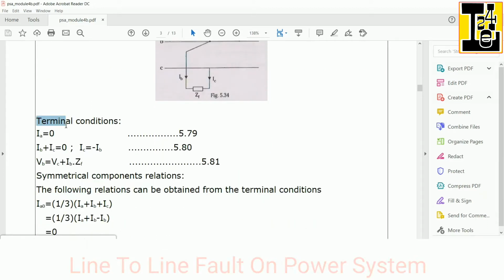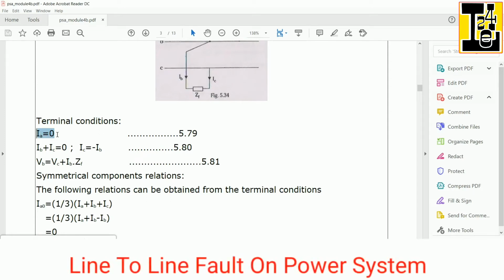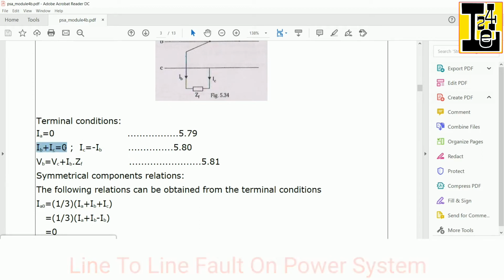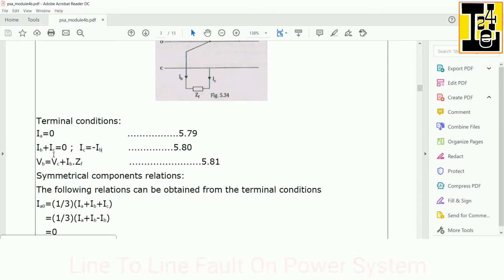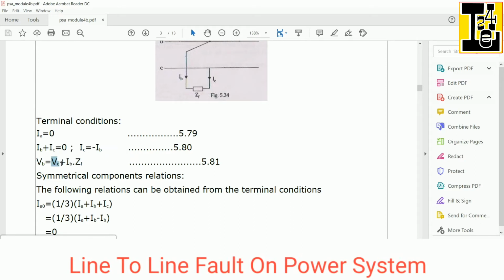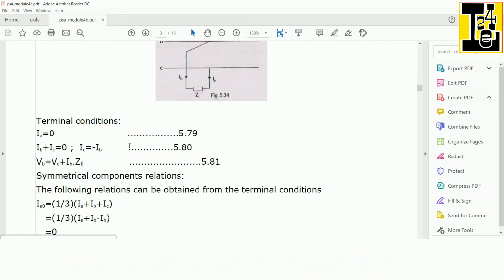Let us write the terminal conditions. As the fault is taking place between phase B and phase C, the other line current will become 0. And the second terminal condition will be IB plus IC equals 0. As both the currents IB and IC are flowing opposite to each other, it can be written as IC equals minus IB. The third terminal condition is that the voltage at phase B will be equal to the voltage at phase C plus the product of the current IB into ZF.